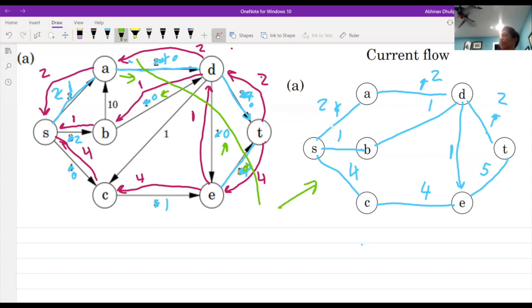Anyway, so this is now our graph right here. And our max flow is just going to be simply the sum of all of these edges. So it's going to be 2 plus 2 plus 2 plus 1 plus 1 plus 1 plus 4 plus 4 plus 5. So it's going to be 8, 9, 14, 16, 18, 20, 21, 22. Max flow is going to be 22.